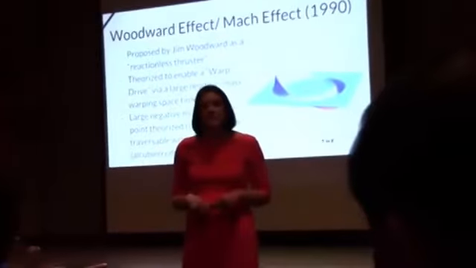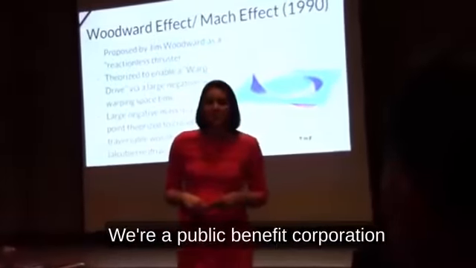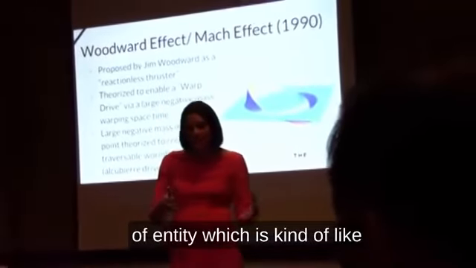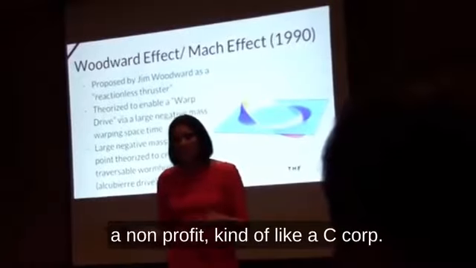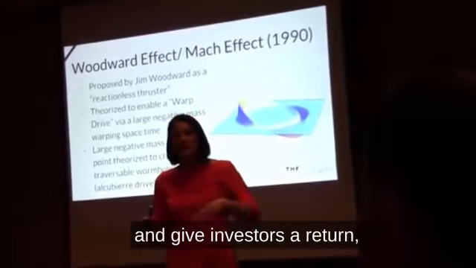How? Generous royalties. So you're a corporation? We're a public benefit corporation, which is a newly legislated form of entity, kind of like a nonprofit, kind of like a C Corp. So basically we have a public benefit mission, which is the furtherance of public science in our case. And then we're private, so a B Corp can take investment and give investors a return, whereas a nonprofit cannot. Since we were trying to attract these high net worth individuals, we really wanted to be a B Corp and not a nonprofit so that we could take their investment and give them a return. So that's why we're a B Corp.